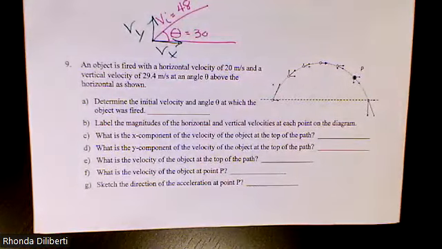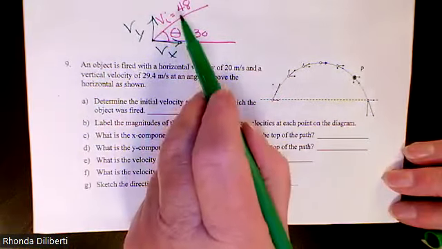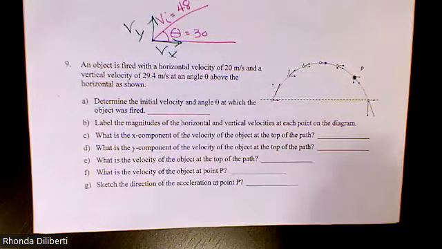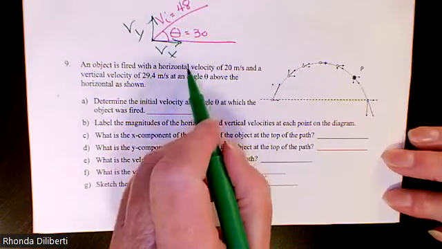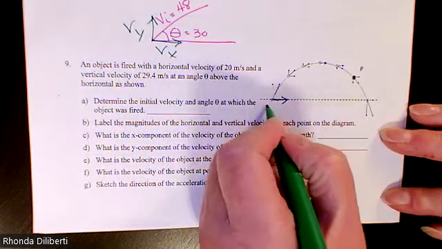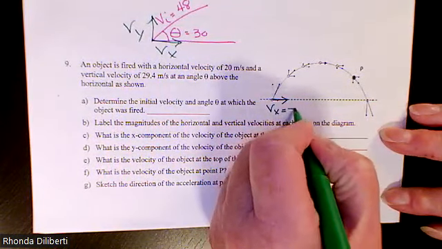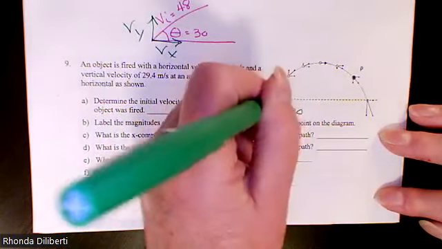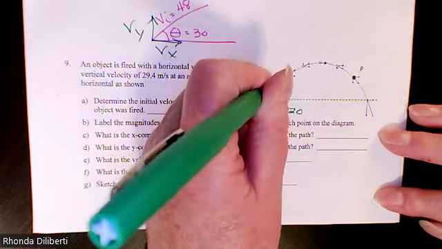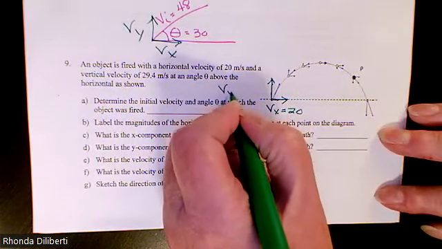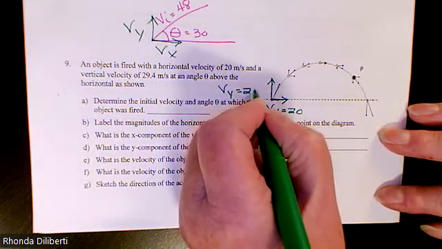Well, in number 9, we're doing things backwards. They're not telling us the initial velocity and the angle. They're telling us the components. So an object is fired with a horizontal velocity of 20. So this arrow here is 20, so I'm going to write down Vx equals 20. And a vertical velocity of 29.4. So this arrow, I'm going to make it a little bit taller since it's bigger than my 20. So the vertical, the y arrow, is 29.4.